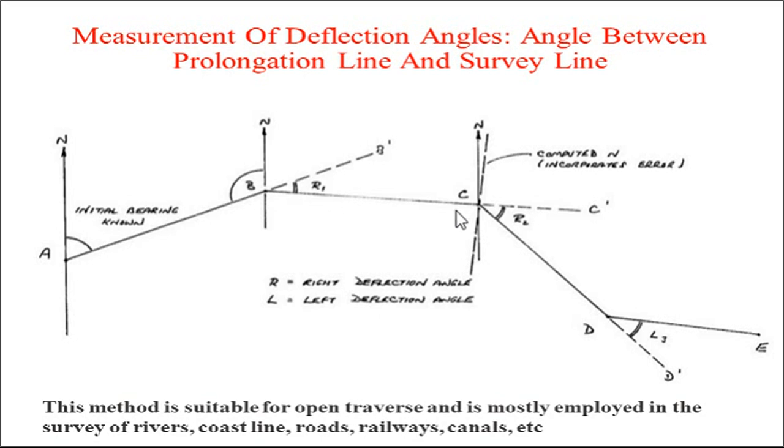Similarly, to measure the deflection angle at this point, we have to set the theodolite at point C, and the same procedure we have to repeat. In this way, whatever different deflection angles are required, we have to measure. So, this is measurement of deflection angle with the help of theodolite.